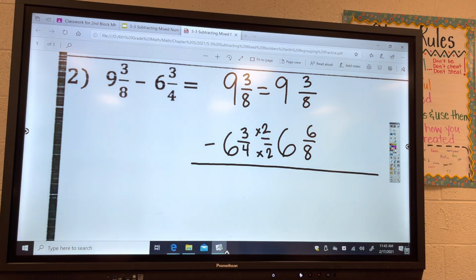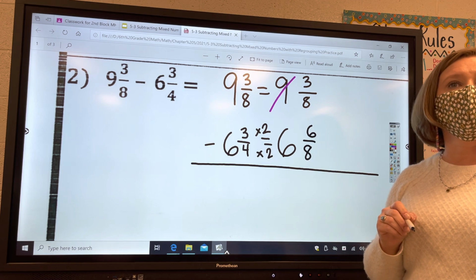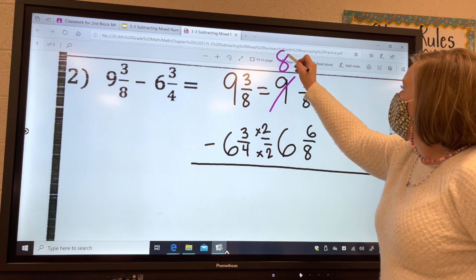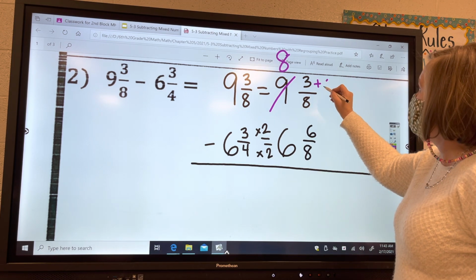All right, can we do 3 minus 6? Y'all don't move yet. No. So what do we have to do? Borrow. The 9's going to change to 8. And what am I going to add to my 3? 8, because that's what my denominator is.